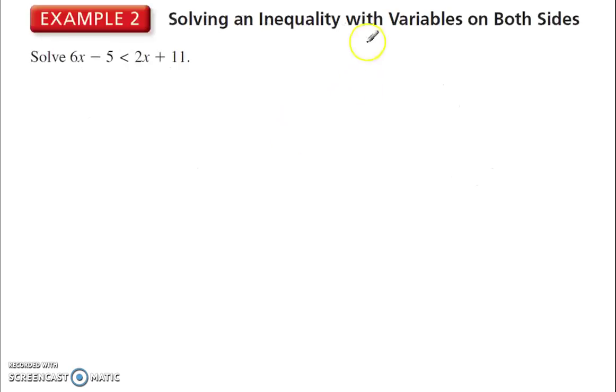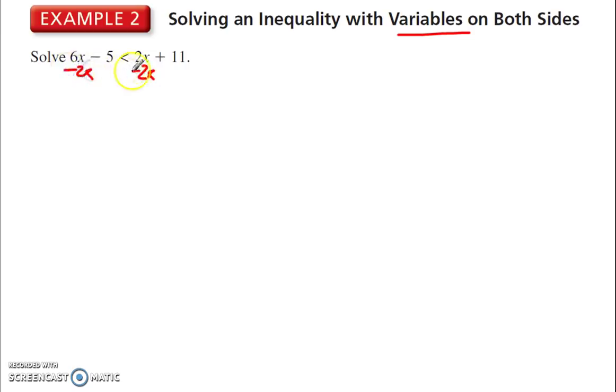All right, solving an inequality with variables on both sides. Same procedure as solving an equation. Now here I highly recommend eliminating the smaller variable term, that way keeping your variable term positive. If you don't keep it positive, you will have to end up flipping the sign. So I'm going to subtract 2x from each side.